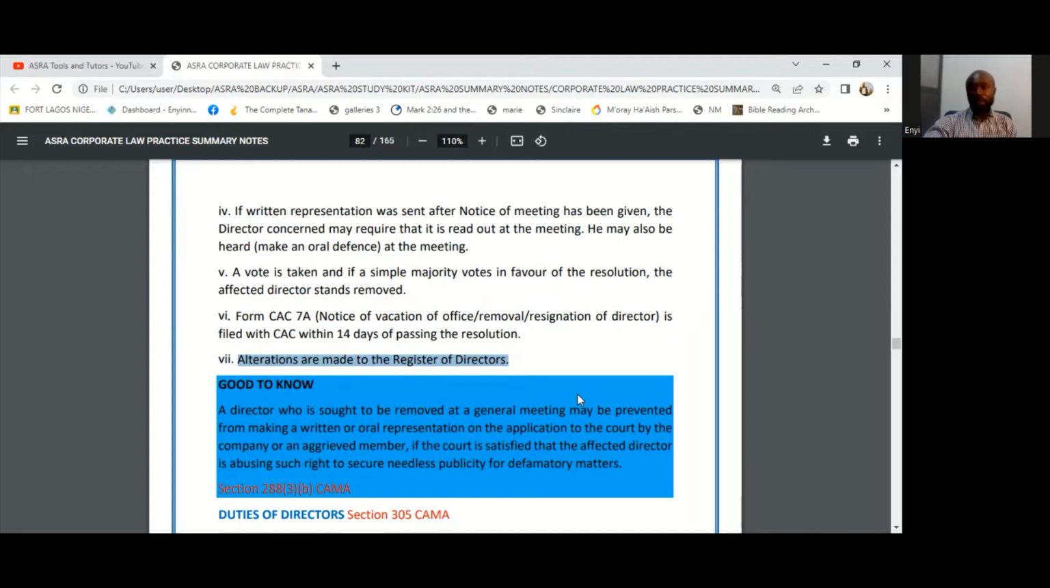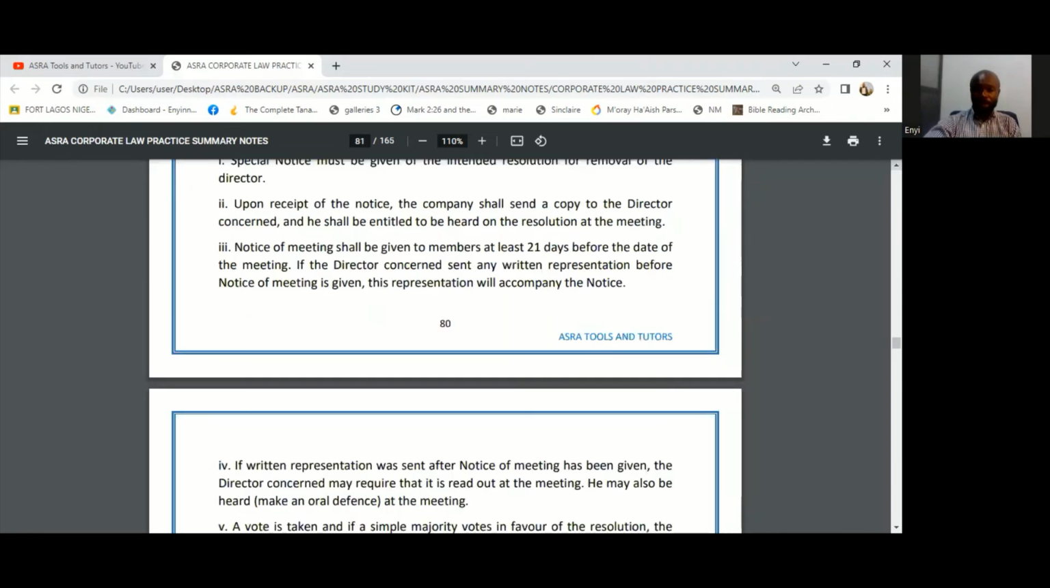Now, something else you would observe is that we said that if the director doesn't send in his defense in writing before notice of meeting is sent to the members, then he would have an opportunity at the meeting to make an oral defense for himself or to have his defense read out to the members. Now, is there any circumstance in which the director would be prevented from having his defense read out to the members? And the answer is yes, because if you look at section 288 sub 3b of CAMA, it provides that the director may be prevented from making a written or oral representation if he intends to use it to secure needless publicity for himself or for defamatory matters. All right, so that's the circumstance in which a director may be prevented from making a defense for himself at a meeting.